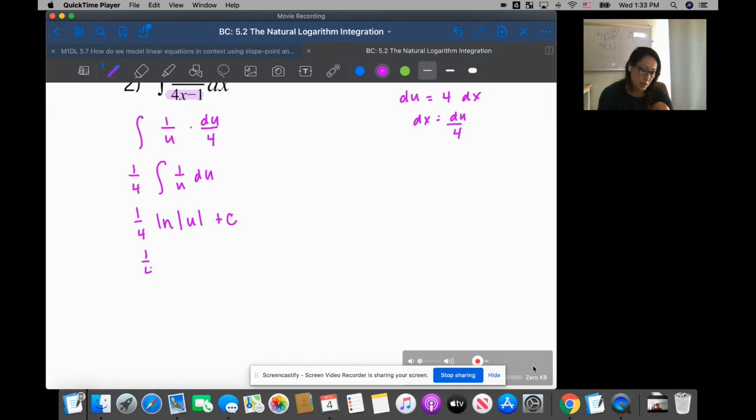Replace out the u, and I get 1/4 times the ln of the absolute value of 4x minus 1. The only time I can drop the absolute value signs is if I know that my input is always going to be positive, and we don't know that. Oh, I forgot a 4x. 4x minus 1 is not always positive. It's a line, you know. Sometimes it's positive, sometimes it's negative. So we cannot drop the absolute value signs.